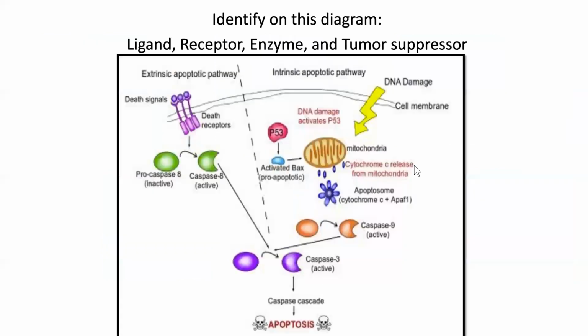So let's take this and practice a little bit. I want you to check out this diagram. This is a diagram for causing a cell to do apoptosis. It's going to be programmed cell death. And on this diagram, I want you to identify the ligand, the receptor, an enzyme, and a tumor suppressor.